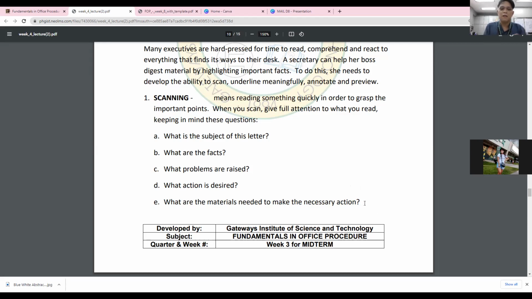Kasi kapag nakita mo may mail, may letter, tapos binuksan mo yung box, sample lang, and then you find every tools or supplies or anything that you found in the box. Anong action ang pwede mong gawin? Pagbukas mo ng box, pamimigay mo na ba sa mga katrabaho mo, or you need to show it to your boss first before you take an action for it. Okay, so that is what you need to keep in mind when you are scanning a mail.